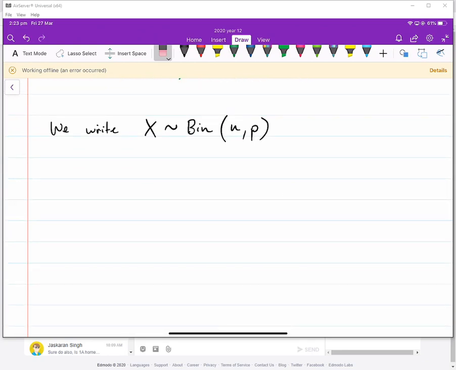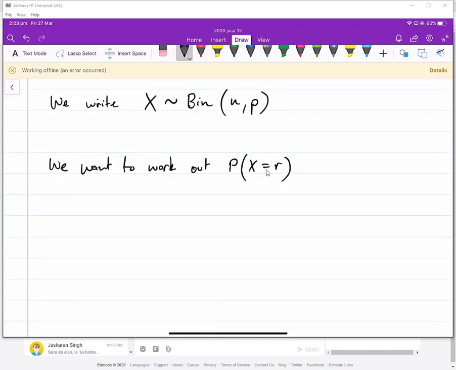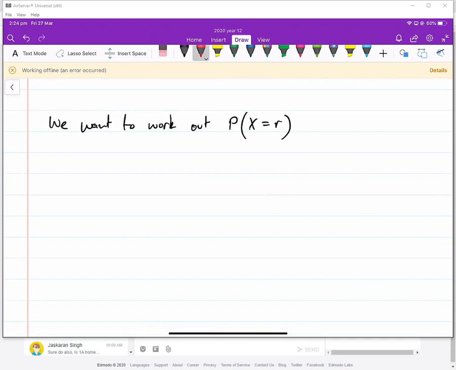What we want to do in this exercise is work out the probability that X is going to equal some number r. So we want to work out the probability that we might get X equals 0, so the probability of getting no successes, or the probability that X is equal to 1, so 1 success, and so forth. So let's have a look at the first one, which is the symmetrical distributions.